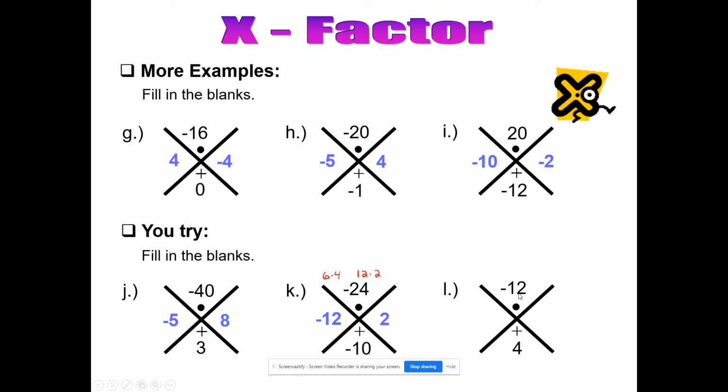Okay, and then this one here, I think 6 and 2, right? And if you do 6 and negative 2, 6 minus 2 is 4. 6 times negative 2 is negative 12. Okay?